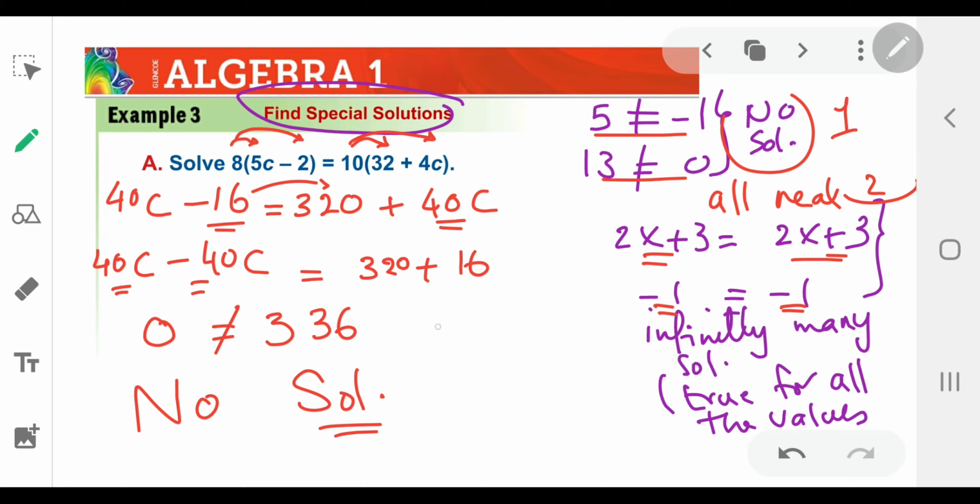Again, when you find out that the two sides of the equation are impossible to be equal, you say no solution, and no solution here means there is no such number, there is no real number that would replace c to make this equation true. We can never find a value for c that would make this equation true.